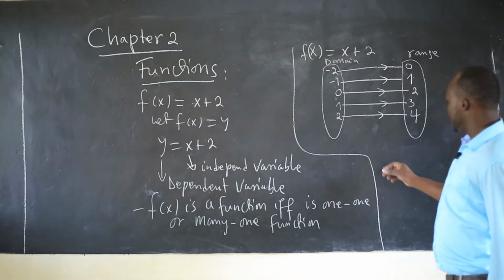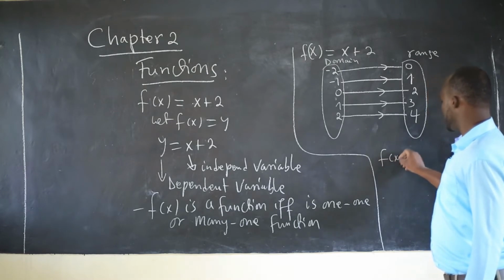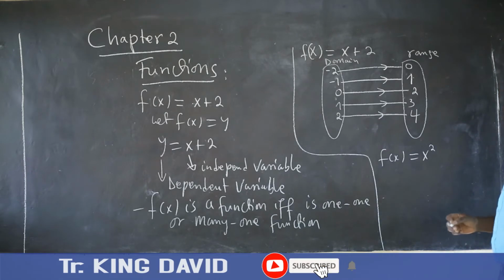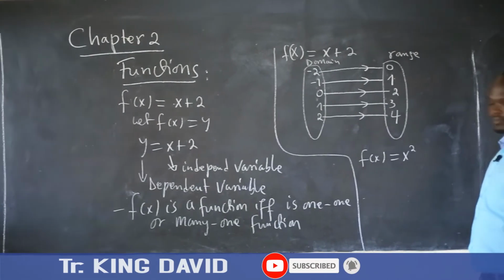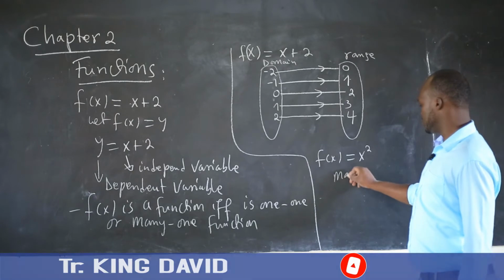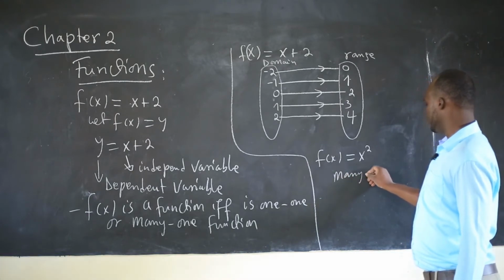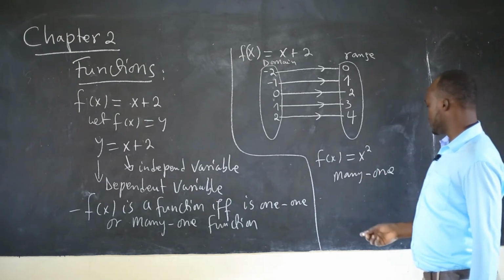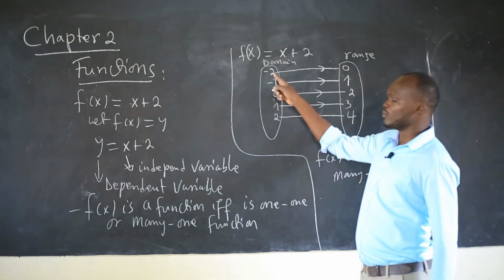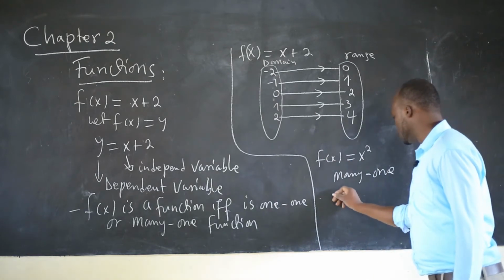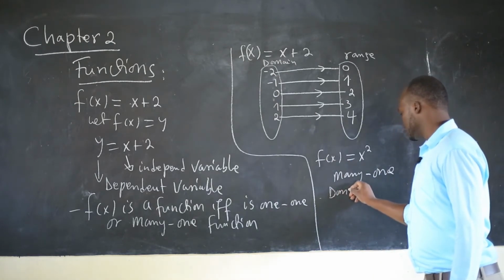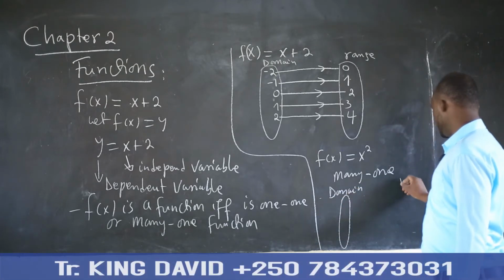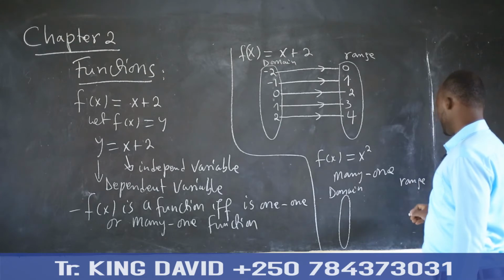Let me give another example, like f of x equal to x squared. This will be many to one. Because, let me choose negative 2 to 2 as the domain. The domain is the input and the range is the output.